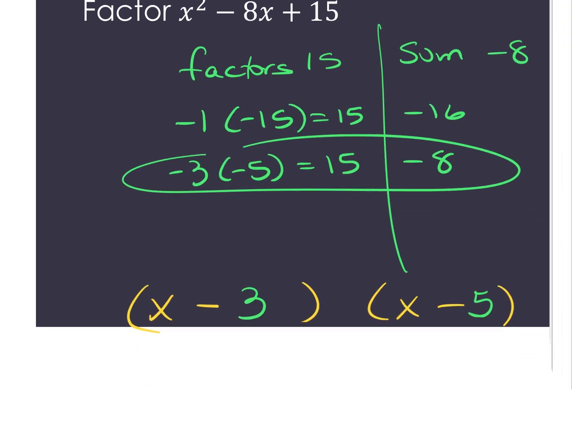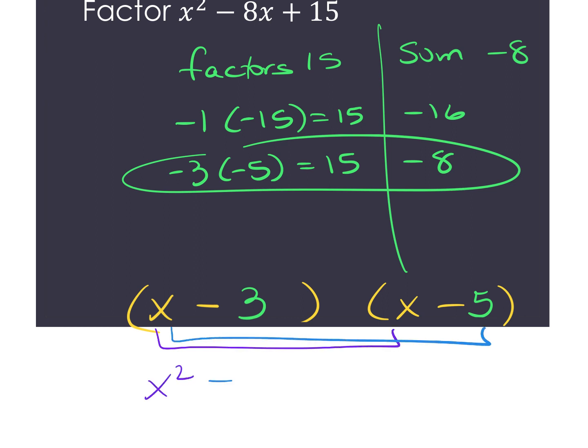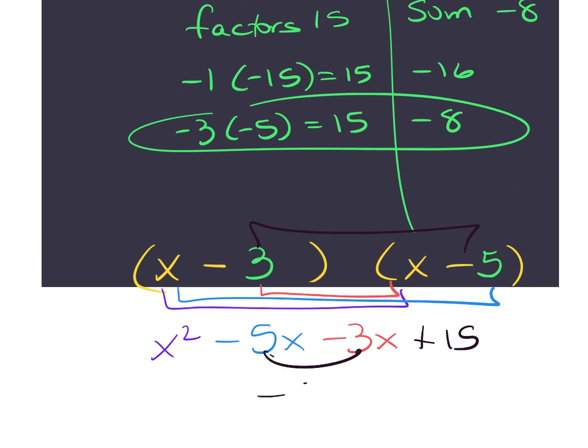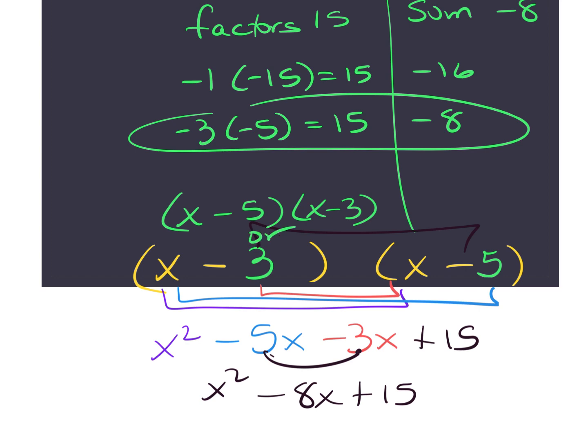So again, you would do first, x squared, outside, negative 5x, inside, negative 3x, and then finally last, which would give you positive 15. Notice when you add the middle, you get the negative 8x that you were looking for. So again, the order that you write the binomials, you could put the minus 5 first and then the minus 3. That order doesn't matter. Let's try the next one.